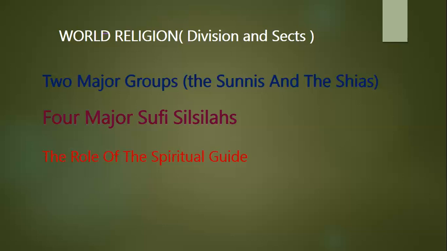Now we discuss the two major groups, the Sunnis and the Shia. Then we discuss the subgroups of Shia, and then the Sunnis, the different orders they follow: the Hanafi, Shafi, Maliki, and Hanbali.